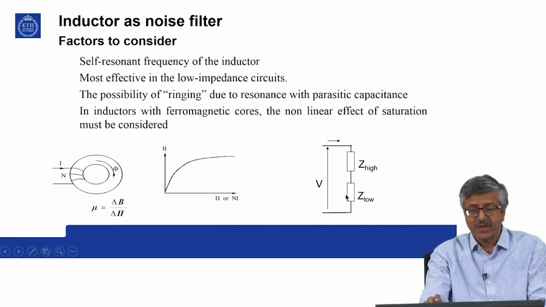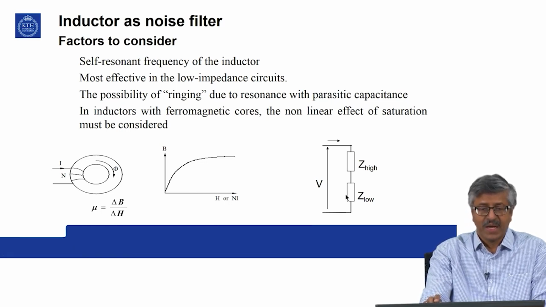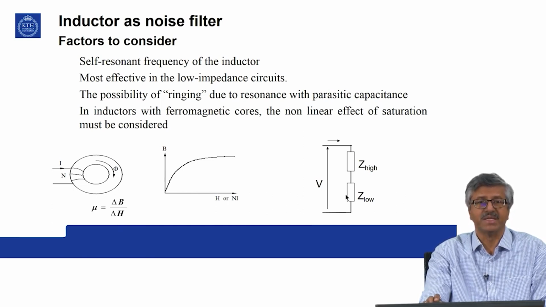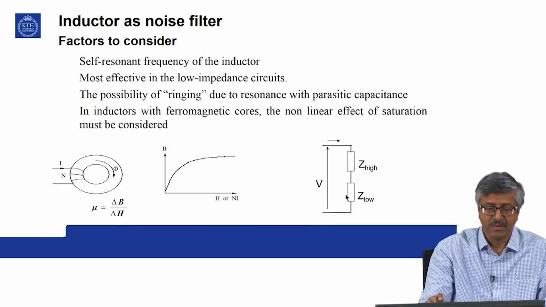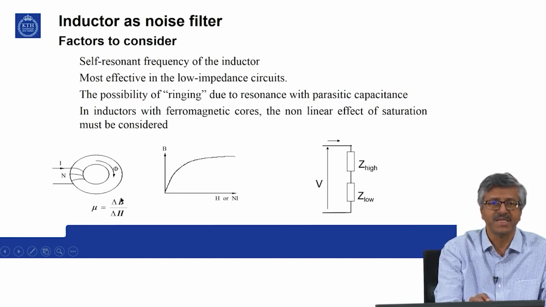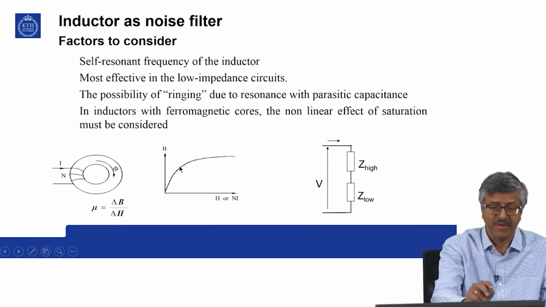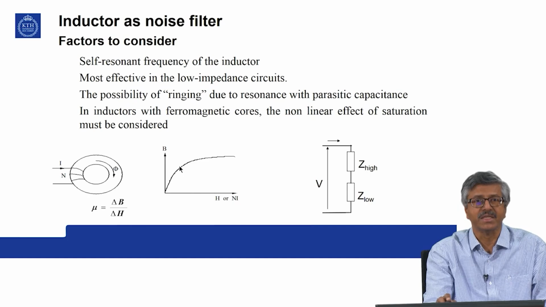The possibility of ringing due to resonance with parasitic capacitance is another factor to be considered. And in inductors with ferromagnetic cores, the nonlinear effect of saturation must be considered. So this is a ferromagnetic core. So mu is defined as the ratio of change in flux density to magnetic field intensity. So this is the saturation region. One should not operate in the saturation region; it has to be somewhere here. So these are the factors to be considered while selecting an inductor as a noise filter.